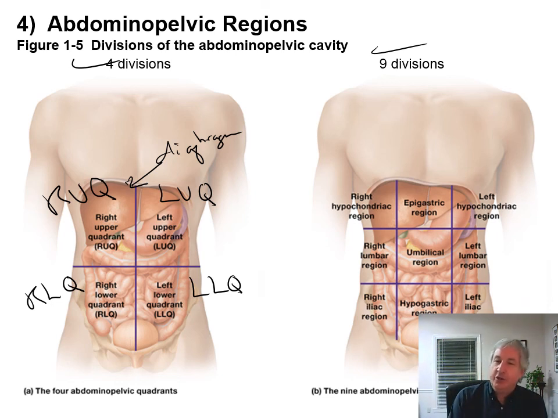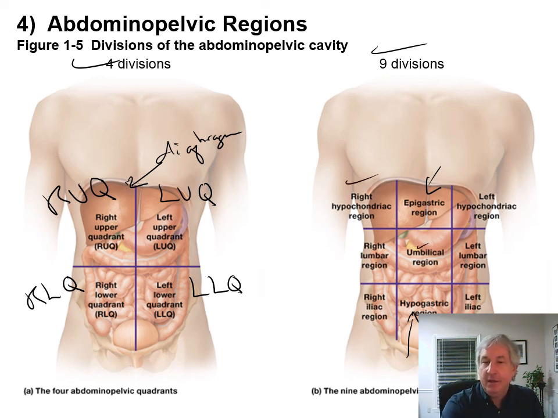The 9 divisions are used more often in anatomy, and you have these different regions. It looks like a lot, but it's really not that bad. The epigastric region is up here, around the stomach. The hypogastric region is down below the stomach. And the umbilical region is where your belly button is. So that's where that is.